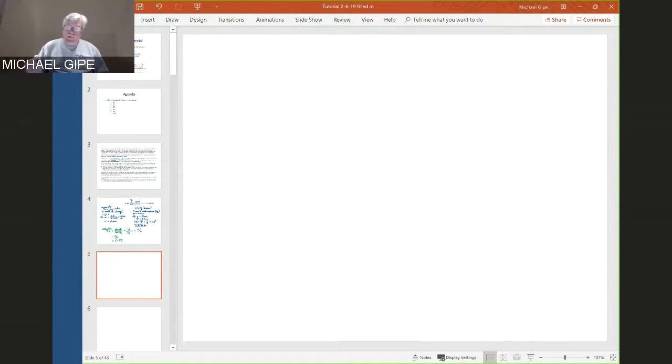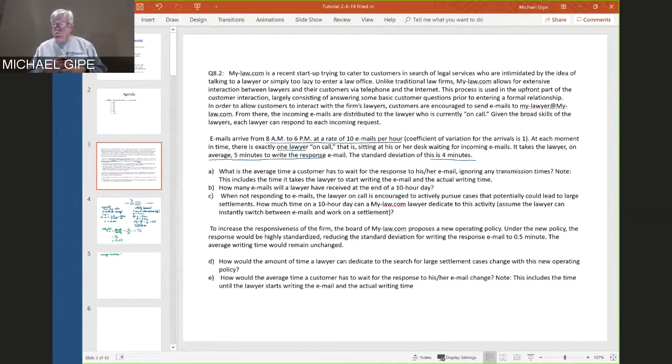Okay, so what's the average wait time? And we normally call this, as I've labeled it up there, the time in the queue. See what the question said. What's the average time a customer has to wait for the response to his or her email, ignoring any transmission times? Notice, this includes the time it takes the lawyer to start writing the email and the actual writing time.